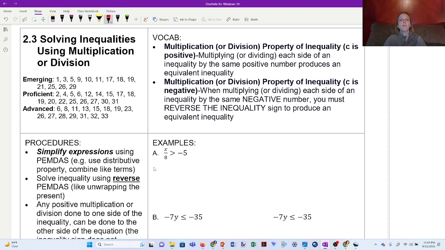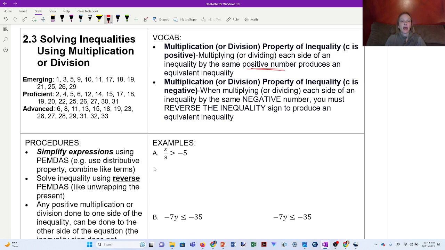So the multiplication or division property of inequality says that if you multiply or divide each side of an inequality by the same positive number, you get an equivalent inequality. And you can probably see what's coming here. Same positive number, well then what happens when you multiply by a negative number? When you multiply or divide each side of an inequality by the same negative number, you reverse the inequality sign in order to keep an equivalent inequality. I'll show you what this means. I'll show you where it comes from as we work through some examples.